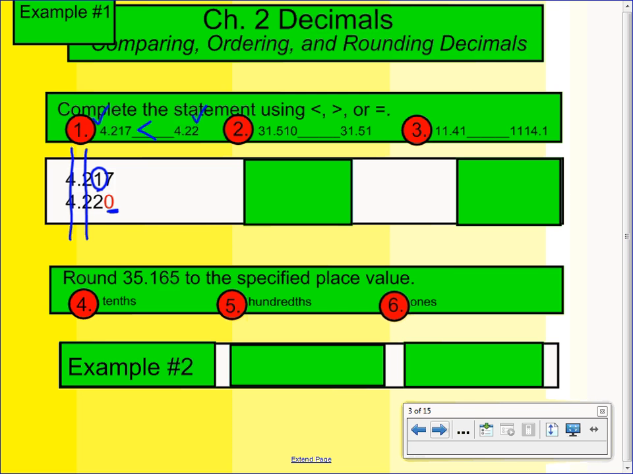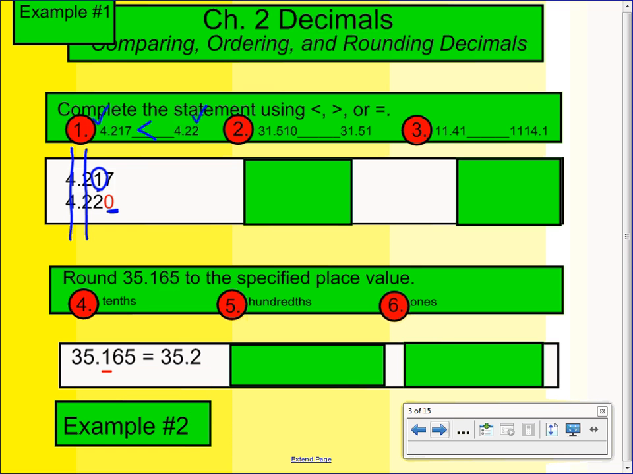If you look below, you're going to see an example for our rounding. Number 4 asks us to round 35 and 165 thousandths to the nearest tenth. We write out that number and then we underline the 1, which is in the tenths place. We draw our arrow to the 6, and since 6 is 5 or above, we know to take that 1 and round it up to a 2. So my answer is 35 and 2/10. Now remember, you cannot put any digits after the tenths place when you are rounding. So make sure there are no digits after the place you're rounding to.